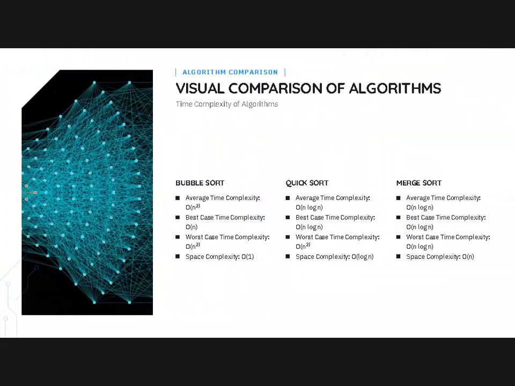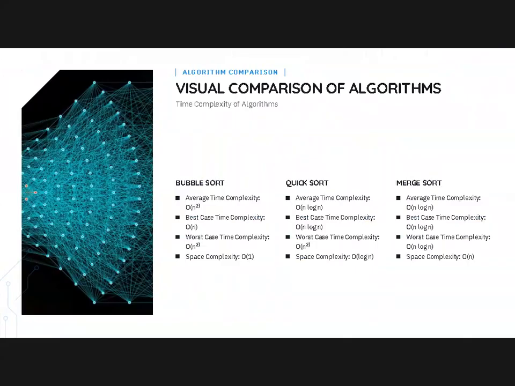Now, where you can use it and how it is better, you can see in a comparison. Bubble sort's average, best and worst case runtime is order of n squared. QuickSort and merge sort have equal performance. In QuickSort, the average and best case time complexity are both order of n log n. But when it comes to worst case time complexity, merge sort is always the topper.